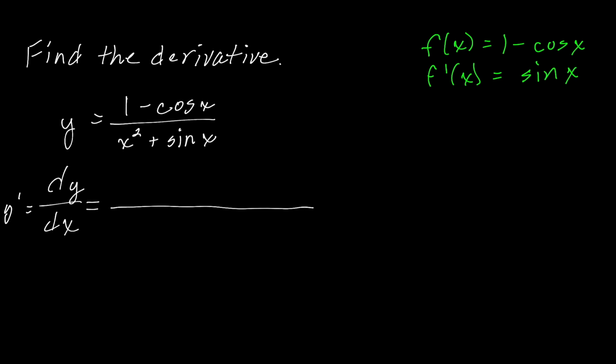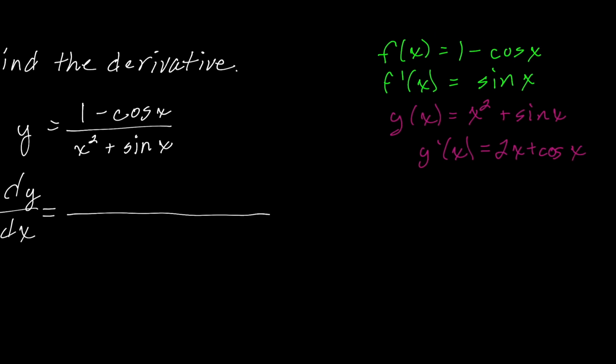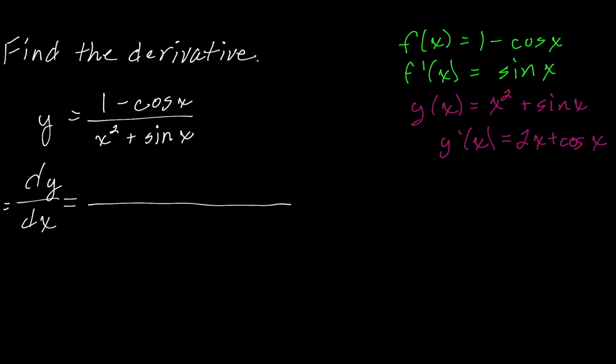Then the denominator is my g of x. So I'll write that one out just real quick here. That's x squared plus sine of x. And g prime of x, because I'm going to need that, is 2x plus cosine x. I'm going to move that a little bit. So here we go. Let me write in the derivative of the top. That is sine of x.